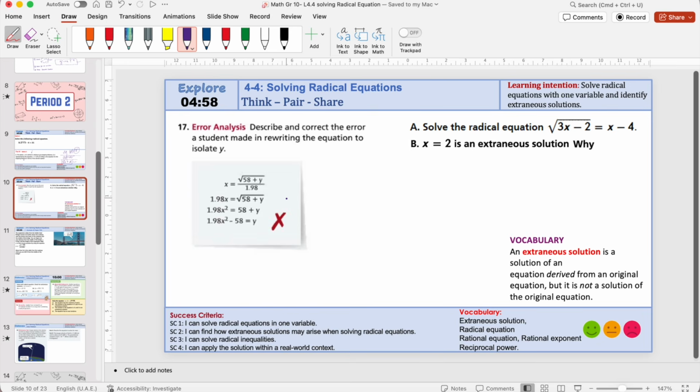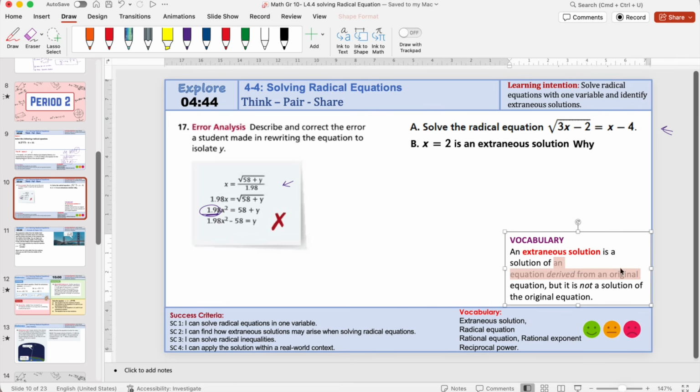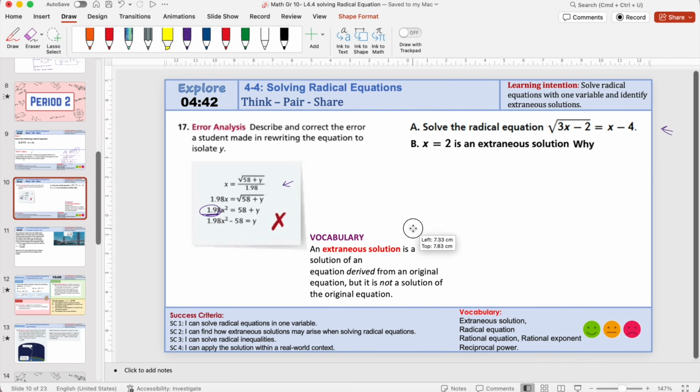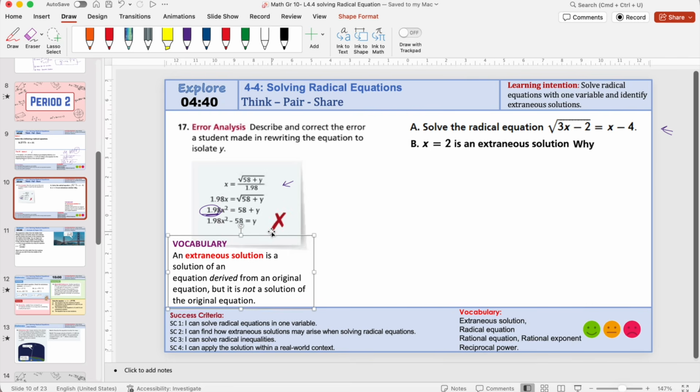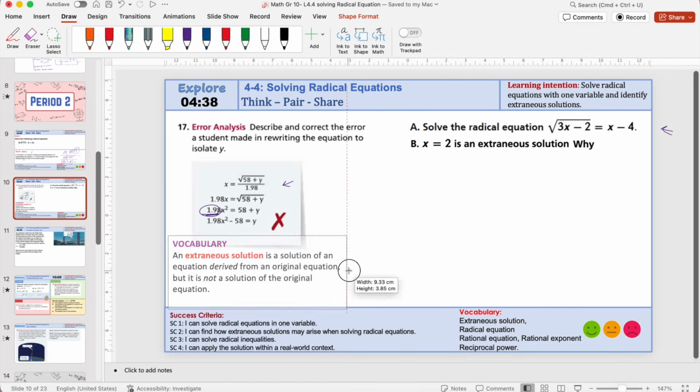So let's see, describe and correct the student error. Yeah, they didn't square this one. You can check the error yourself, but there's an error here. Let's do this question. This looks like a sort of different idea. Let's try to do it ourselves. We know what an extraneous solution is.